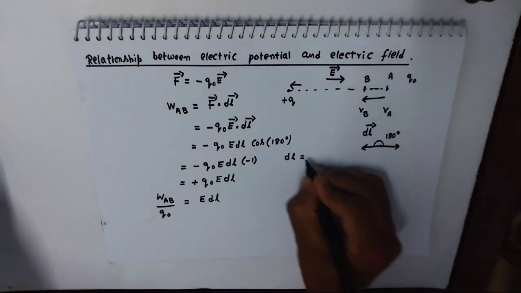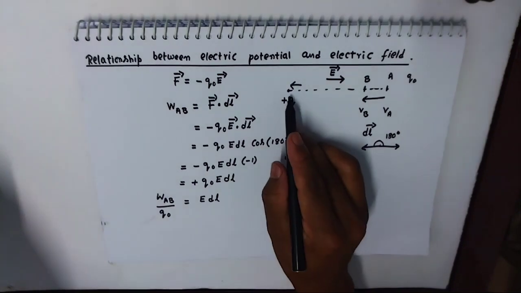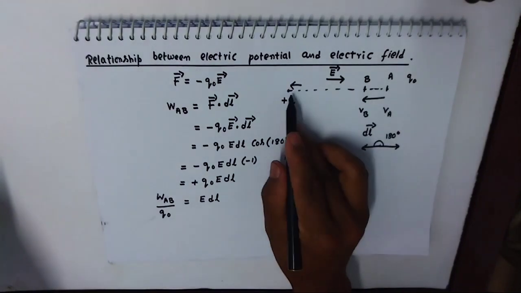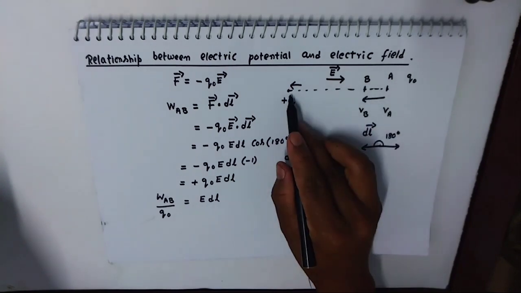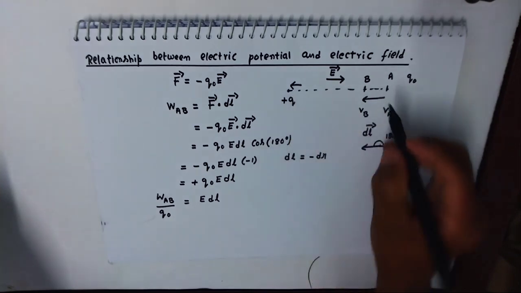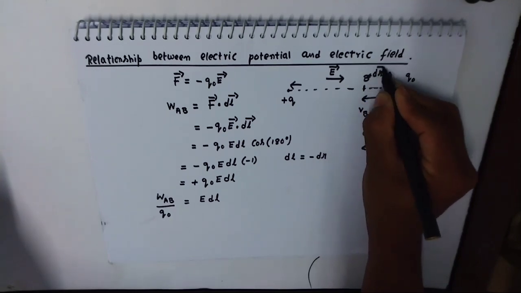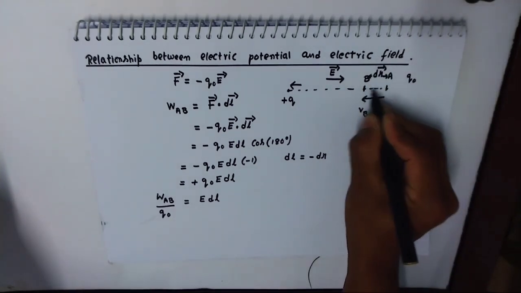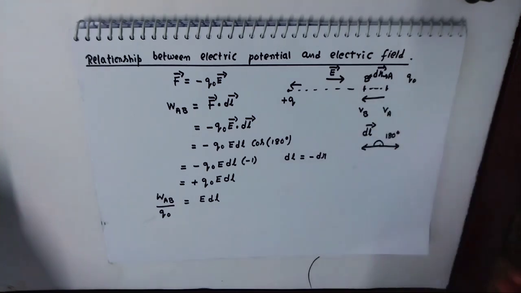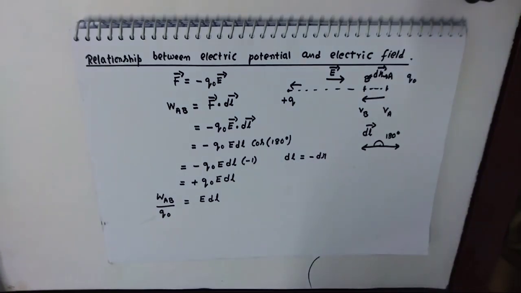So dl is equal to minus dr. As I have mentioned earlier, RA is the distance of A from plus Q, and RB is the distance of point B from plus Q. This dl is in the direction of decreasing r. Suppose this is dr, along BA, but dl is this. So dl is in the direction of decreasing r, so we can write dl is equal to minus dr.